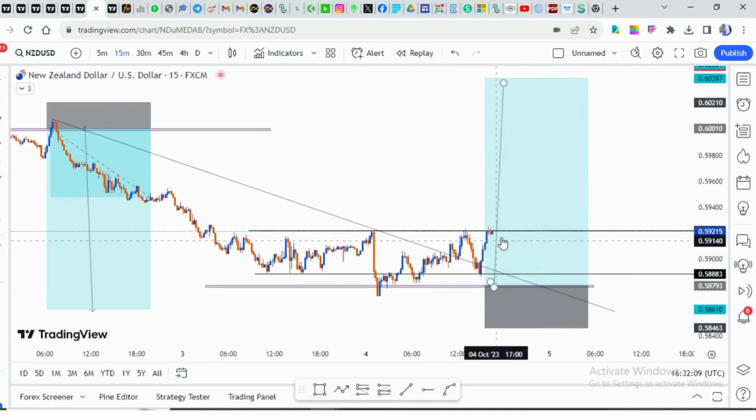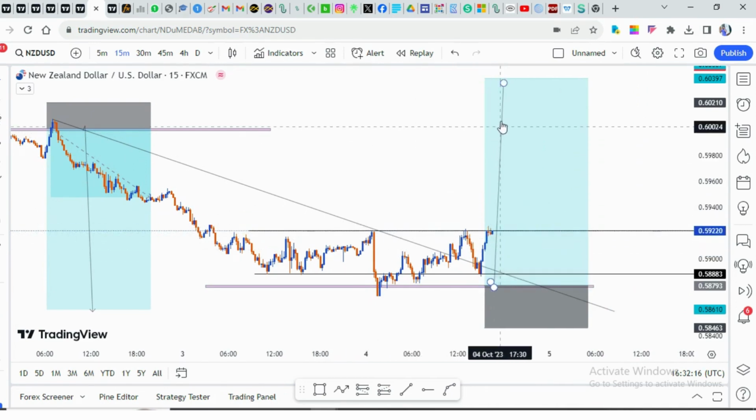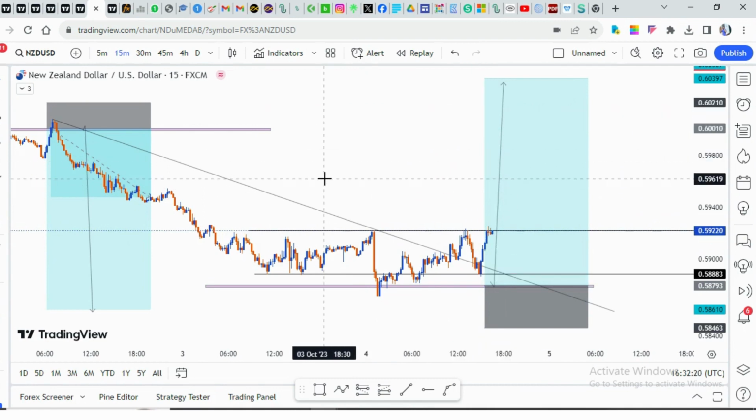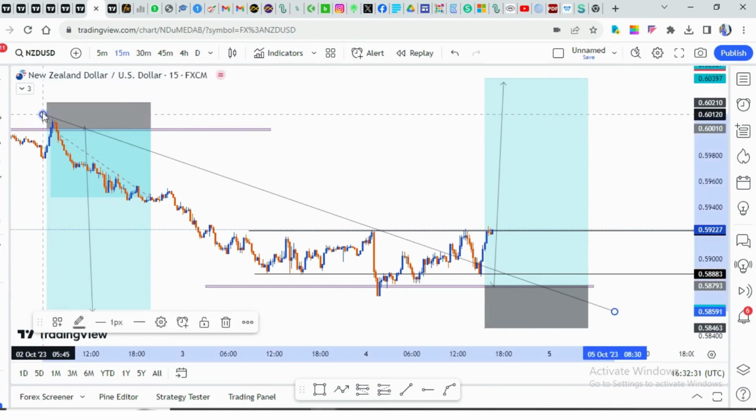And as you can see, because this place is a resistance, you will notice price is trying to break that resistance to continue buying. All right, so this was why I gave out a buy signal. It's very simple, very simple. On my 15 minutes time frame, I carried my trend line from the higher high.